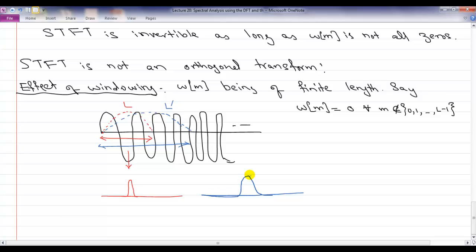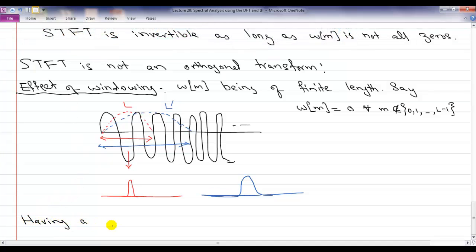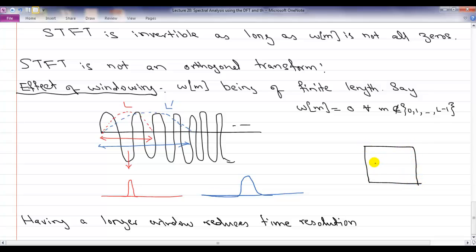Because you made your window long, you are now looking at frequencies that are far ahead in the signal. So you're getting more frequencies, which means you can't distinguish when they started in time. Okay? So having a longer window reduces time resolution. And by time resolution, I mean you can't say when does a frequency start and when does a frequency end. So if you look at your spectrogram, for example, and let's say you had two frequencies, having a very long window, you may get something like this.